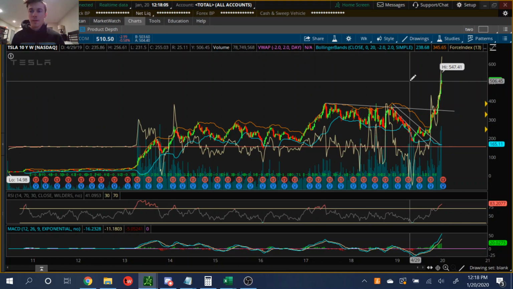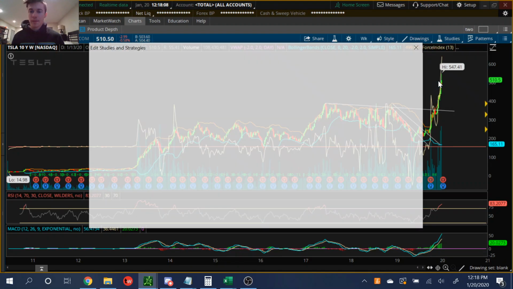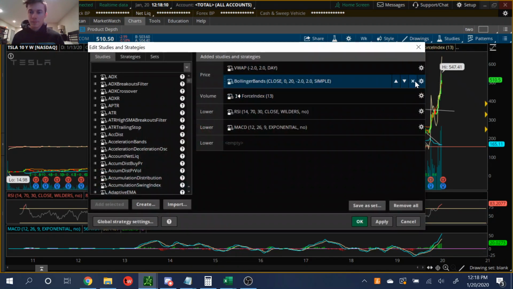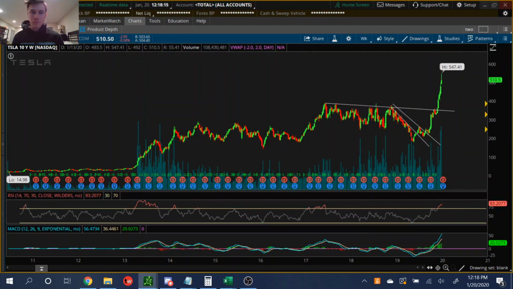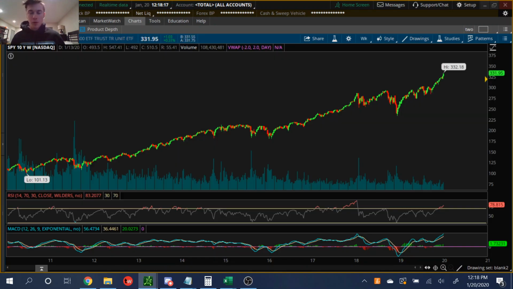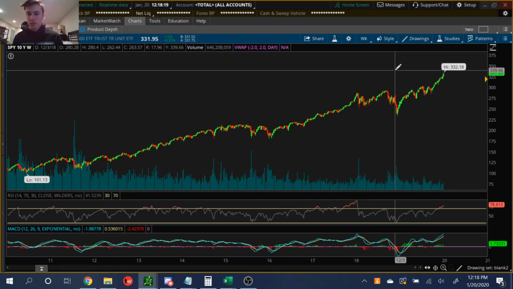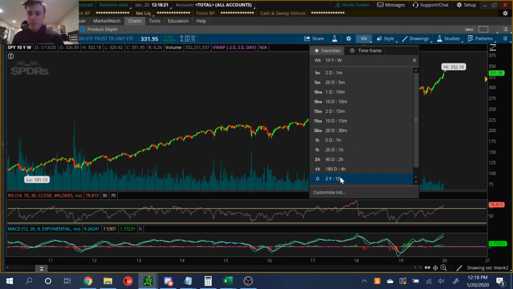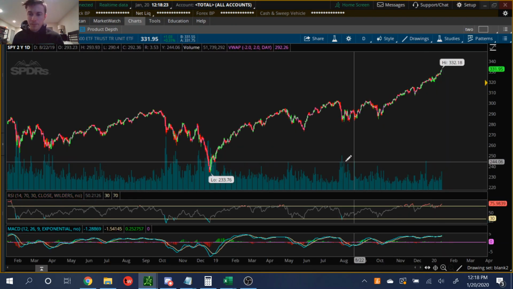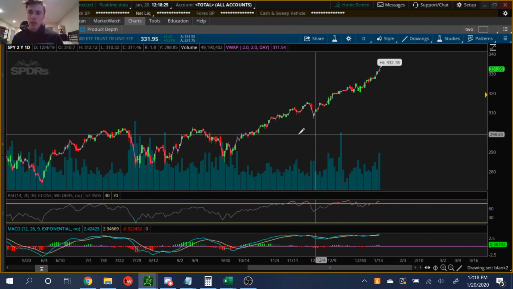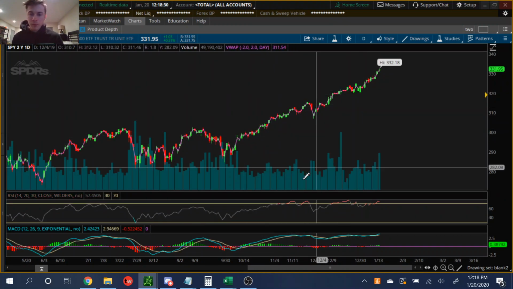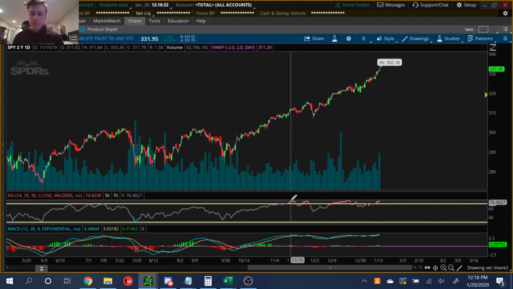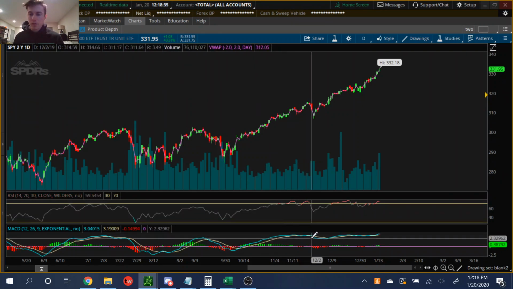Okay. If we go back, let's take these off. And then let's just go look at the broad market. One last example. Let's go to a daily here. Look at how far the market has come in the past 3 or so months, and look where the RSI has been. Look where the MACD has been, starting to curl over, starting to go bearish.